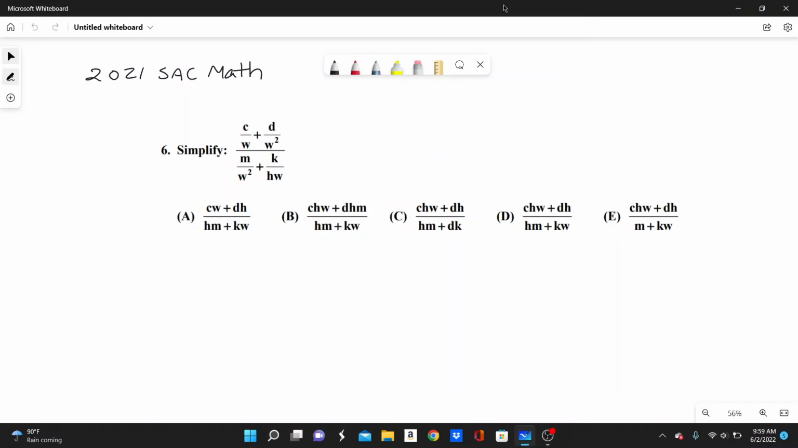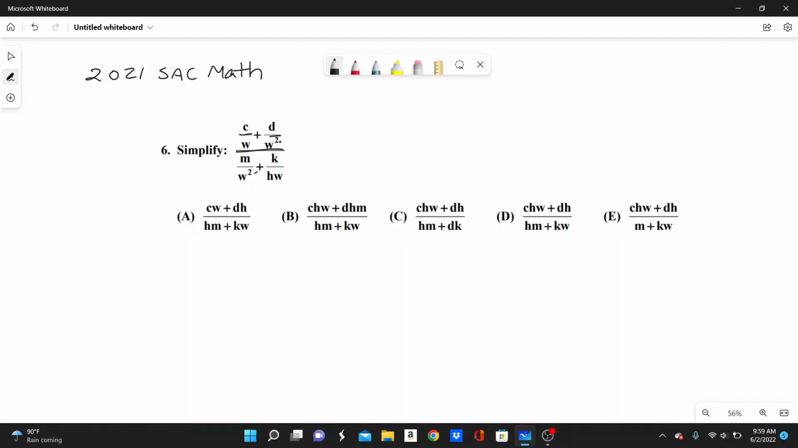Problem 6. Simplify (c over w plus d over w squared) all over (m over w squared plus k over hw). Okay, so the main difficulty with this problem is the fact that we have a bunch of nested fractions. What that means is basically you have these mini fractions like c over w and d over w squared, but they're in a bigger fraction. So you have these smaller fractions inside this bigger fraction.